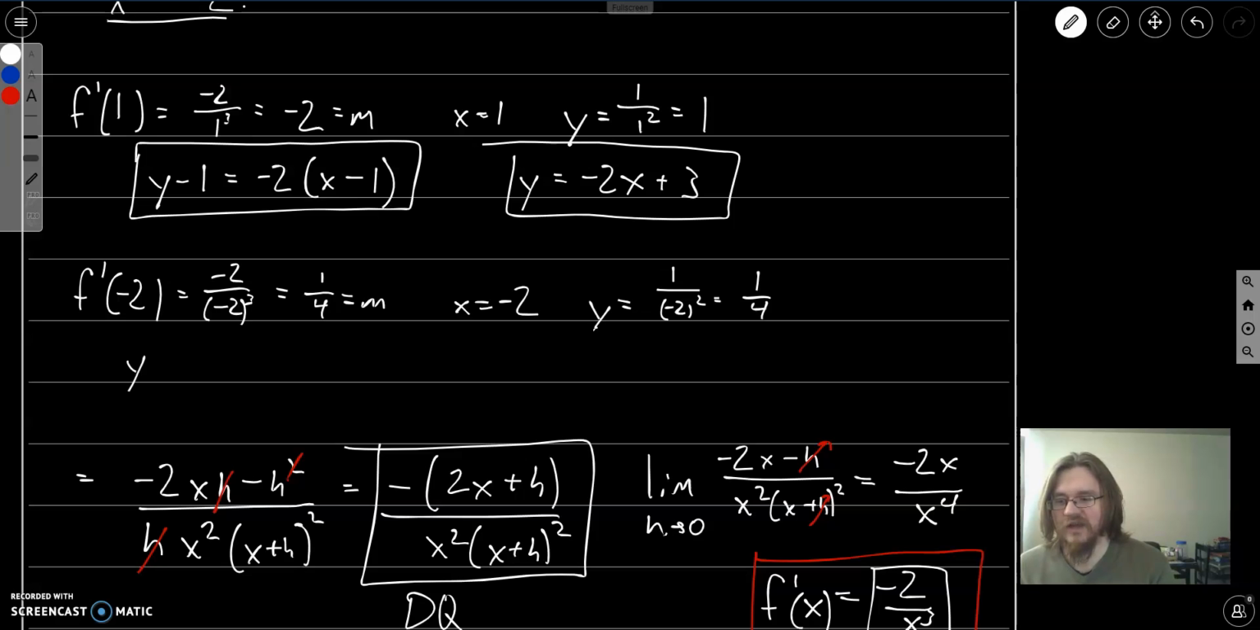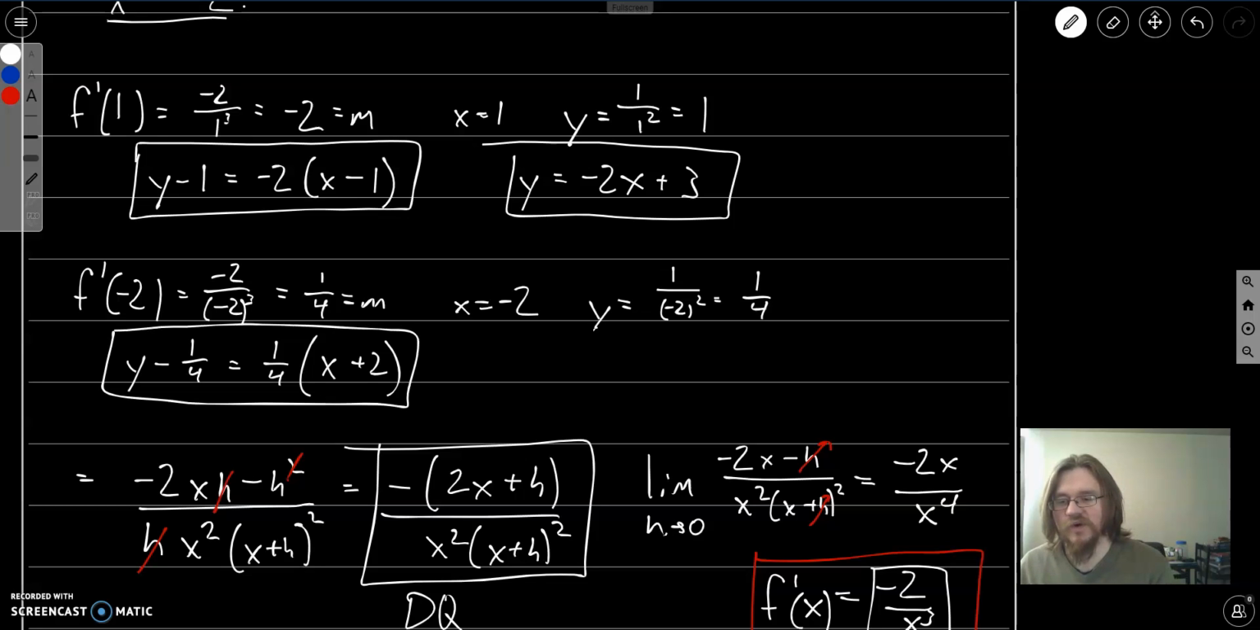So the equation of the line will be y minus 1/4 is equal to 1/4 times x minus -2, so it's going to be plus 2. And this is in point slope form. A lot of people like it in y equals mx plus b. So if I solve for y here, I'll get y is equal to 1/4 times 2, which is a half, plus another fourth, which is 3/4.